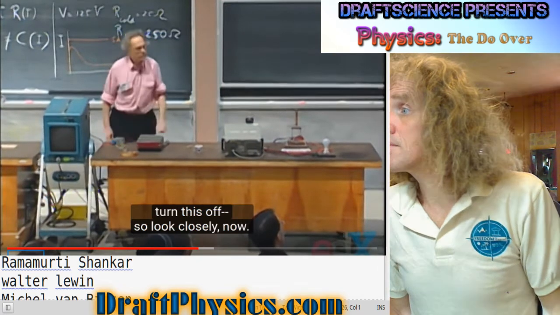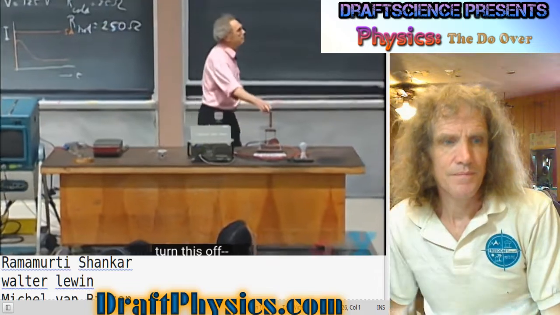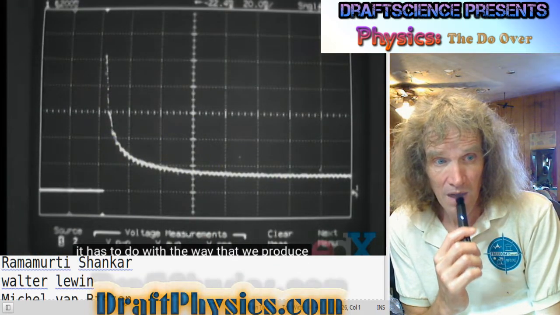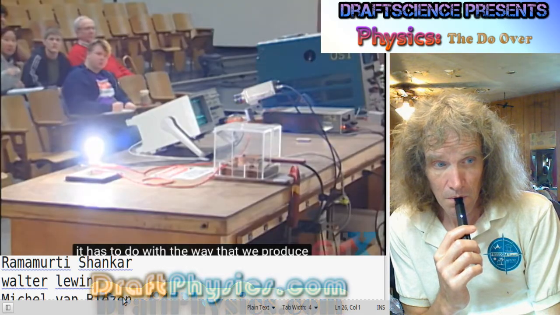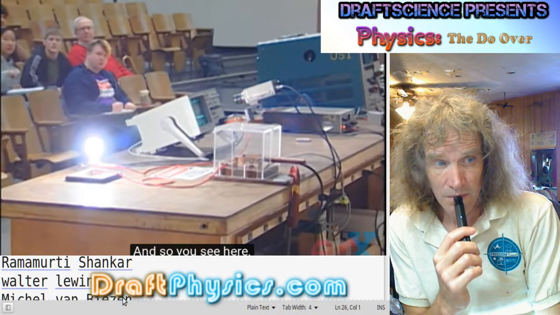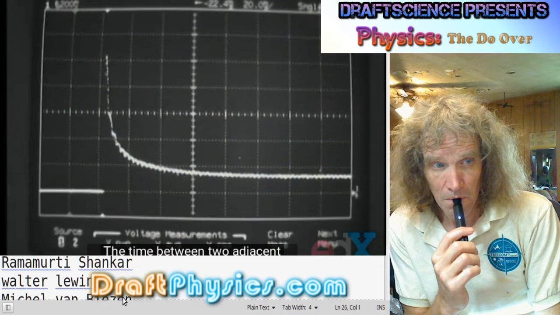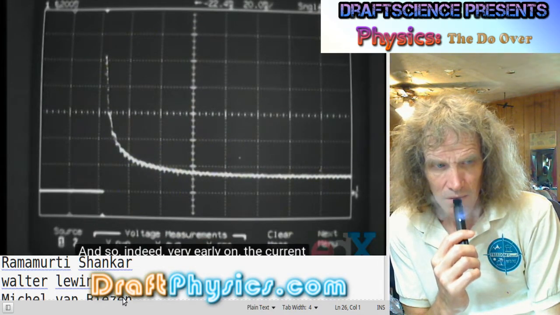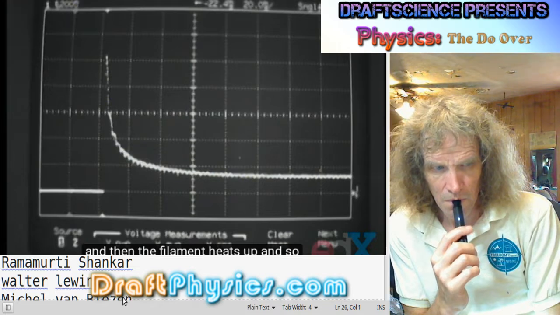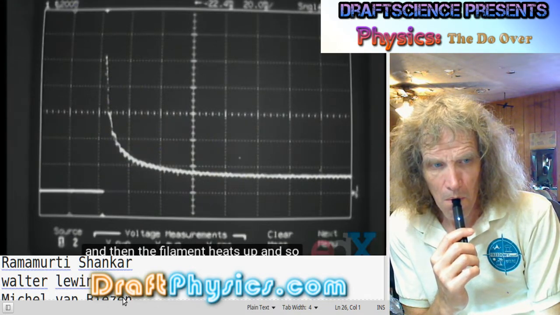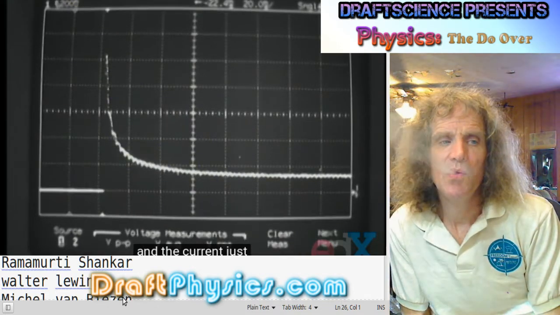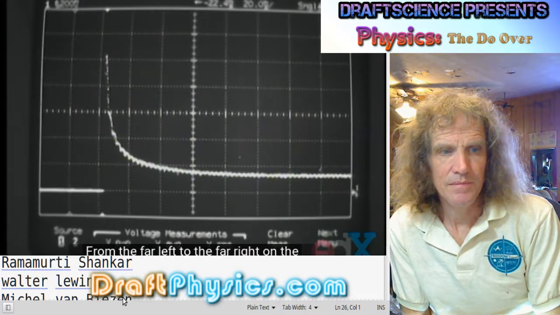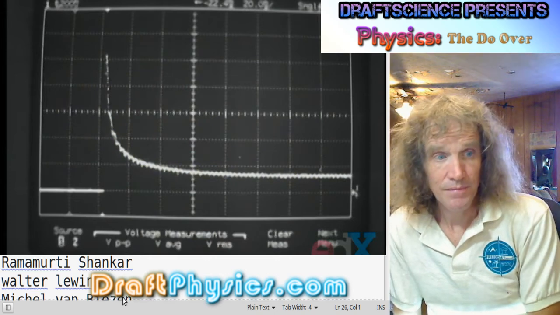Turn this off. So look closely now. There it is. Forget this little ripple that you see on it. It has to do with the way that we produce the 125 volts. And so you see here horizontal the time between two adjacent vertical lines is 20 milliseconds. And so indeed, very early on, the current surged to a very high value, and then the filament heats up, and so the resistance of the light bulb goes up, and the current just goes back again. From the far left to the far right on the screen is about 200 milliseconds. That's about 2 tenths of a second.